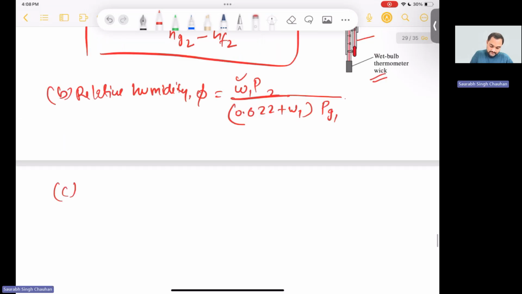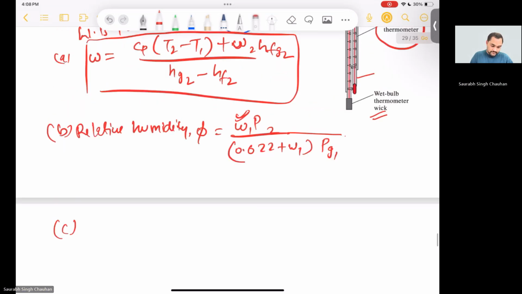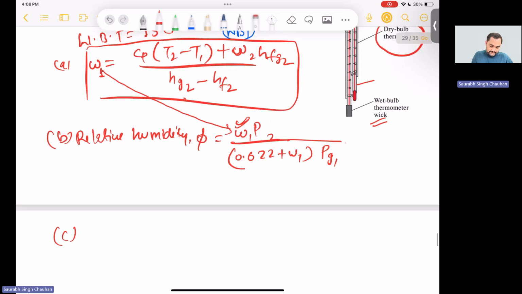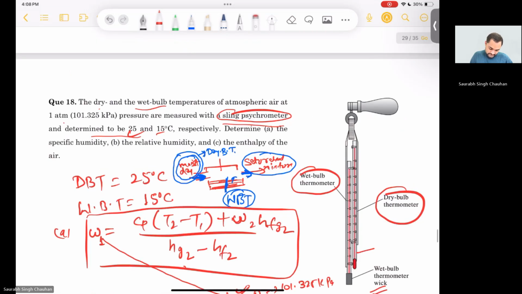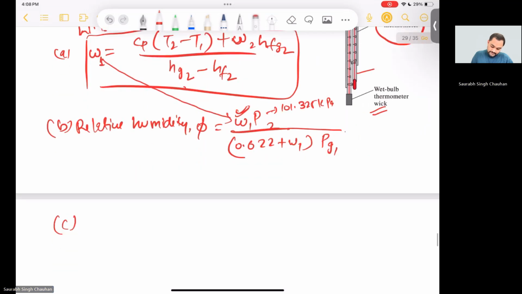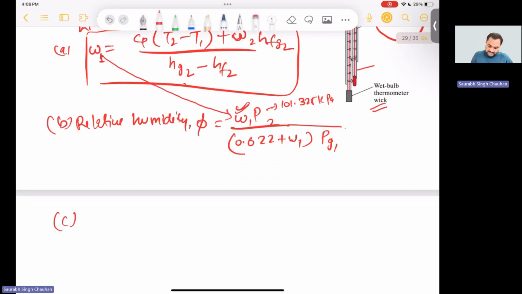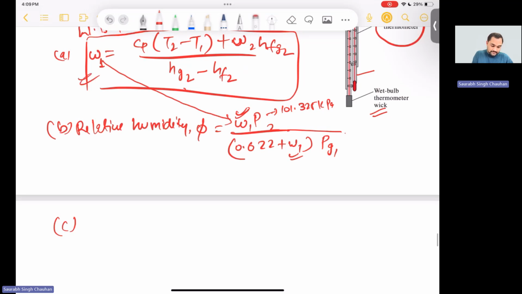Okay, so this W1 will come from here. So this W is W1. W1 can be calculated from here, and P2 is given. If P2 is not given, you just take this value. Okay, it is given here. This is P2. And omega 1 comes from part A.